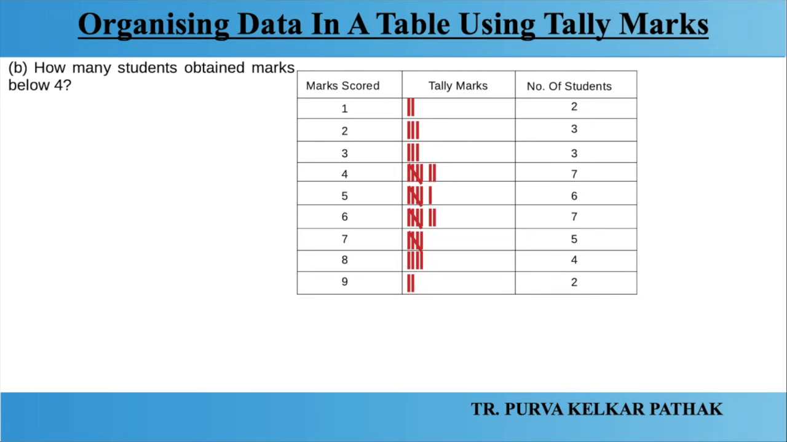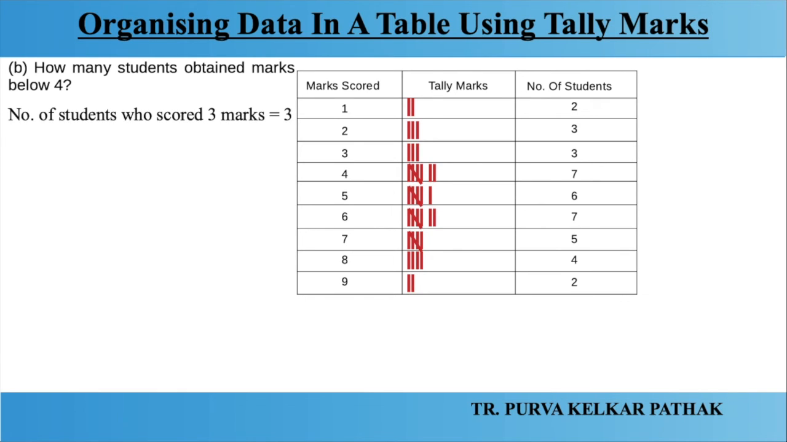How many students obtained marks below 4? In other words, we have to find out the total number of students who have scored marks 3, 2 and 1. Observe the table carefully. How many students have obtained 3 marks? There are 3 students who have obtained 3 marks. So, in the solution, our statement would be the number of students who scored 3 marks is equal to 3.